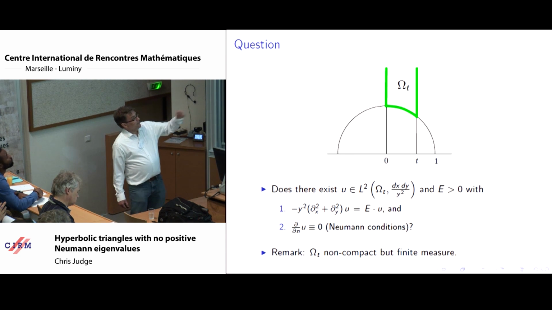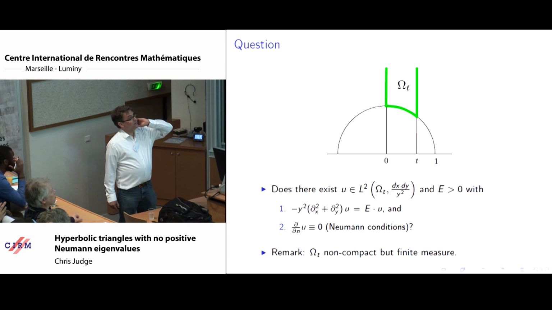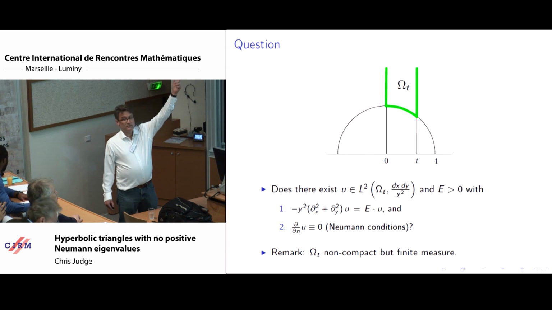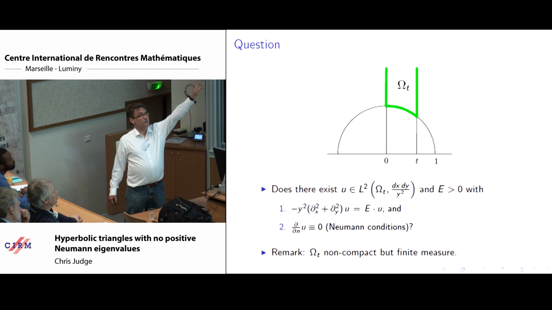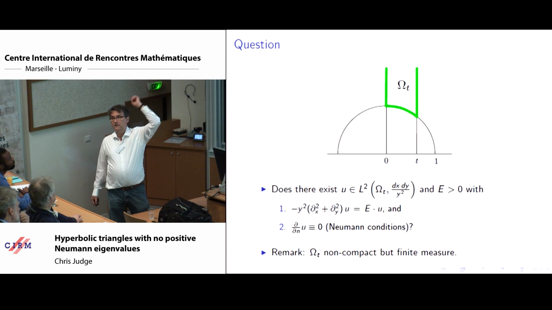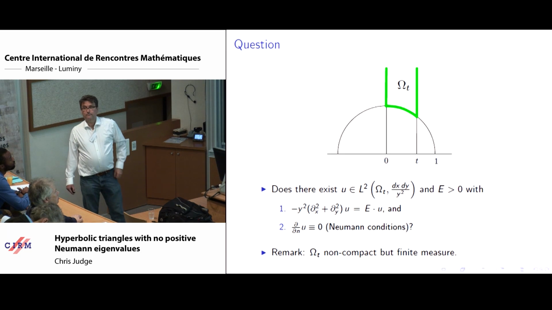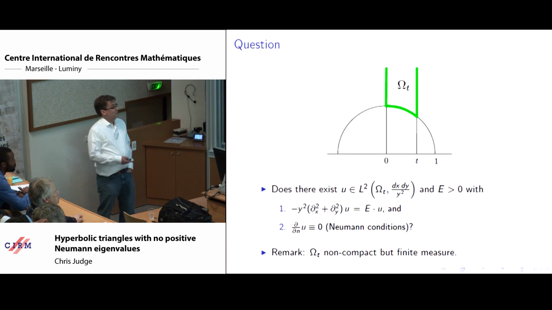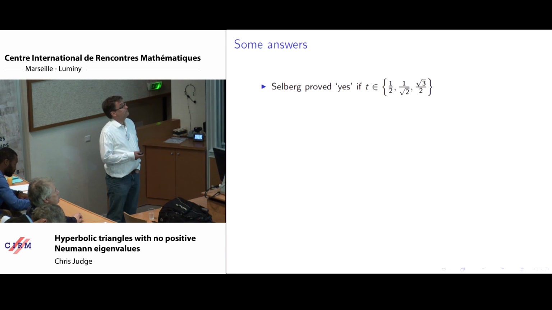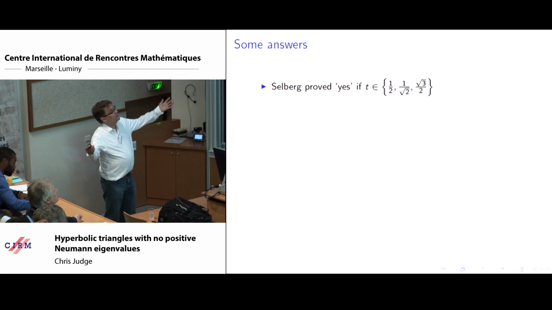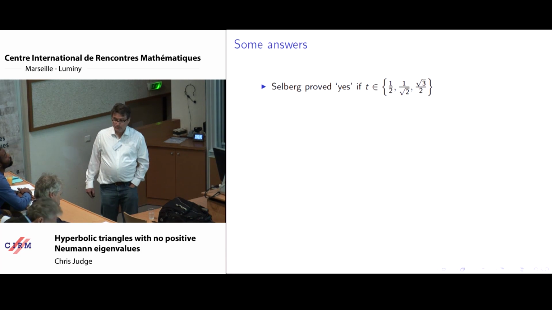So one thing to note about this measure, dx dy over y squared, is that distances get very small up in the so-called cusp as you go to infinity. And in particular, this has a finite measure. So it's not completely nasty, but it still has some non-compactness.